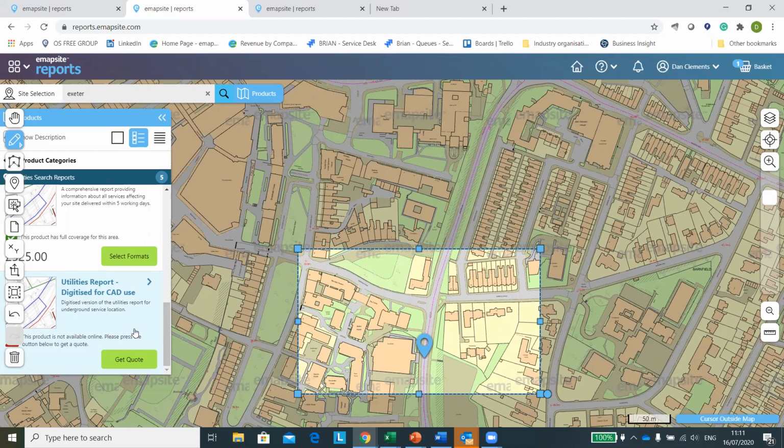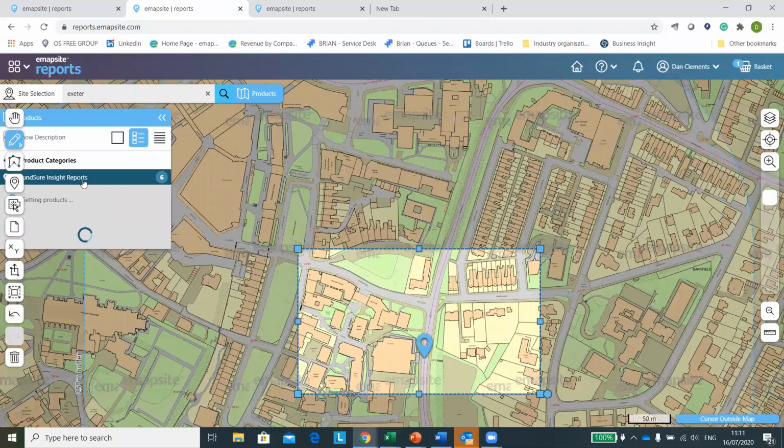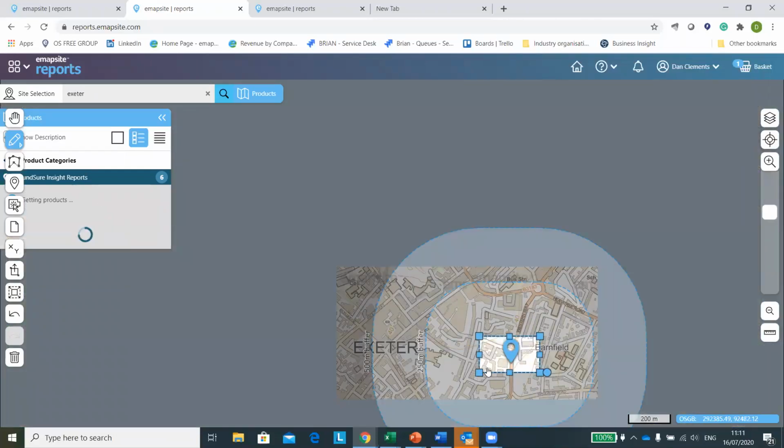I didn't want to spend huge amounts of time here, but just to highlight one other thing. A lot of our customers that buy utilities also buy the environmental reports, so understanding flood and contaminated land. Just to point you in the right direction, these reports are also here, and you'll get a buffer zone around those sites.